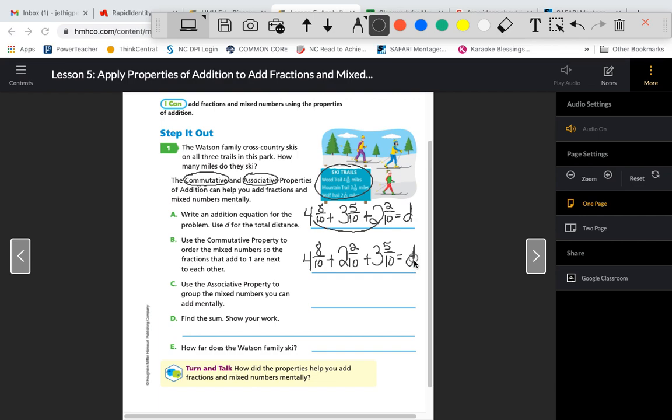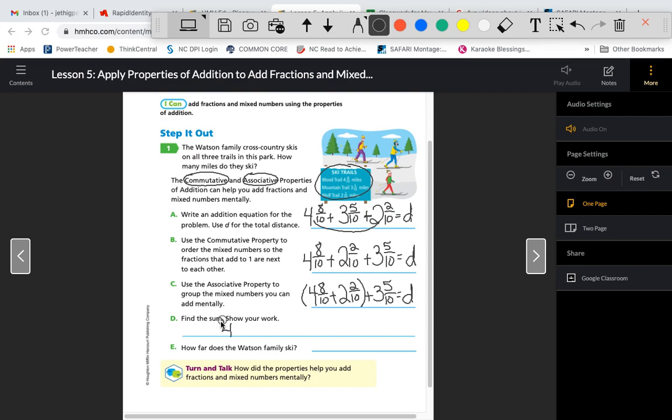All right, now we're going to use the associative property to group the mixed numbers that you can add mentally. So I want to put the 2 sets of mixed numbers that I can add mentally in parentheses. Well, we already said that we know we add 8 and 2, it's going to give us 10, which is going to make a whole number. So we're just going to put parentheses around those 2 mixed numbers. And now we're going to solve.